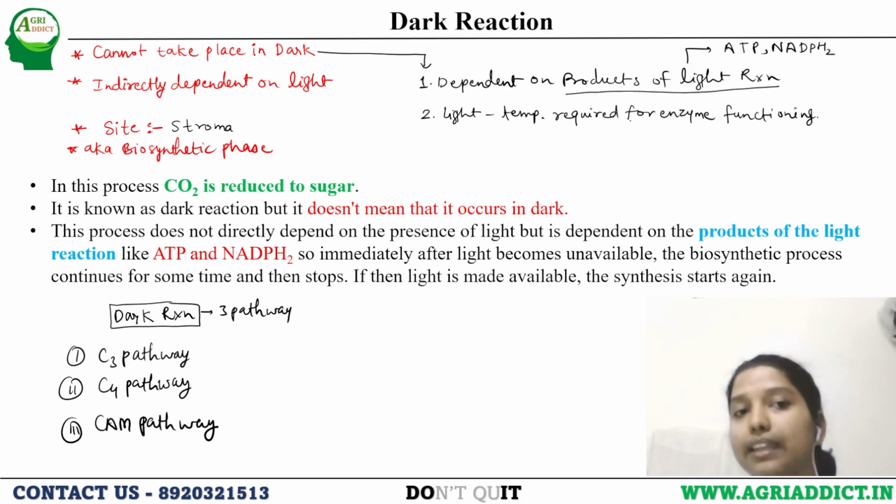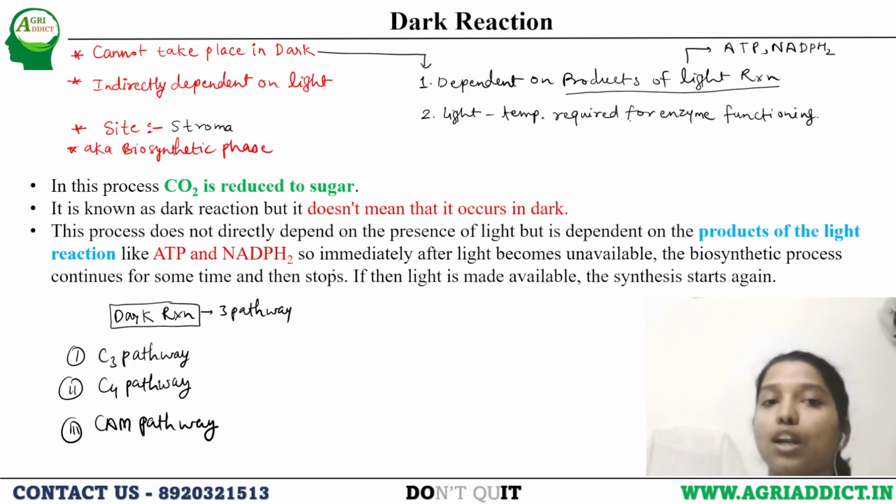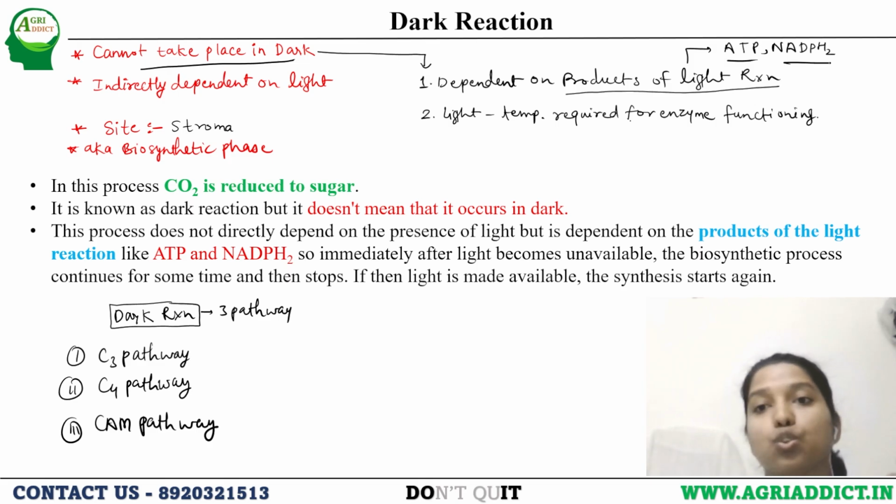Why we are calling it dark reaction is, it is not like that it will occur in night only. No, this concept you have to remember, we are calling it dark reaction because it is not directly dependent on light. Okay, in case of light reaction it is directly dependent on light, that's why we are calling it light reaction. But in case of dark reaction, it is not directly dependent on light. So it cannot take place in dark. Why? Because it requires this ATP and NADPH2. If light will not be there, the light reaction will not take place.